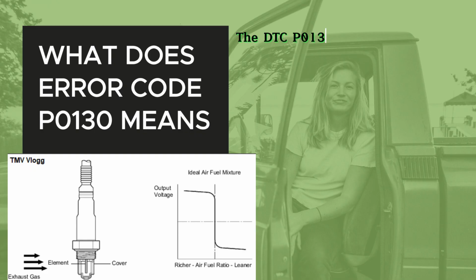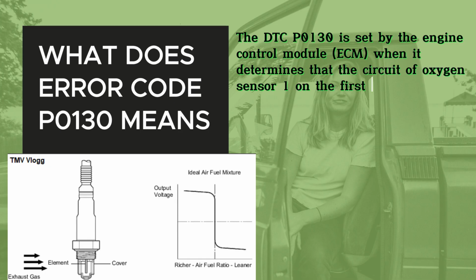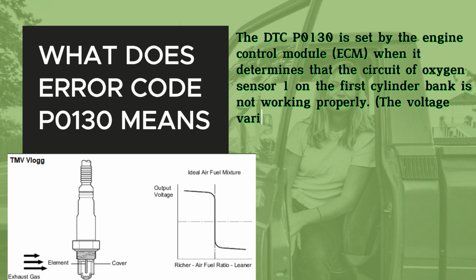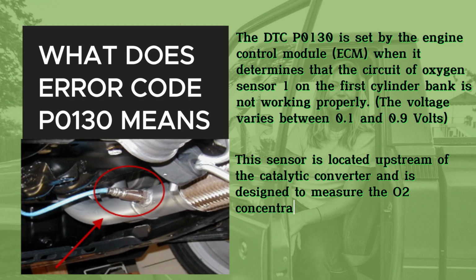The DTC P0130 is set by the engine control module, the ECM, when it determines that the circuit of oxygen sensor 1 on the first cylinder bank is not working properly. The voltage varies between 0.1 and 0.9 volts. This sensor is located upstream of the catalytic converter and is designed to measure the O2 concentration of the exhaust gases.